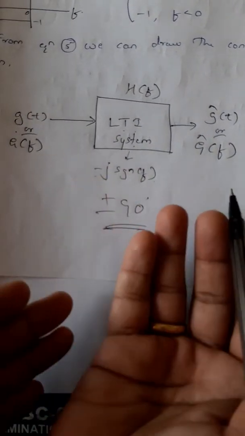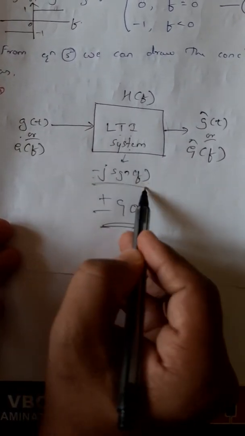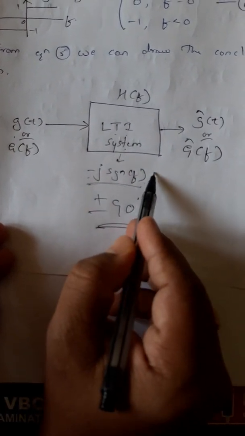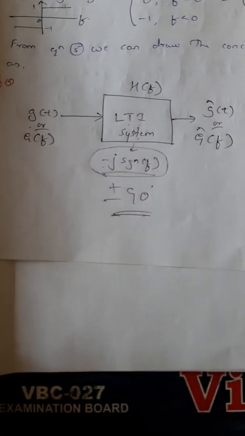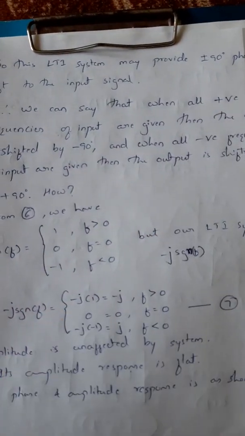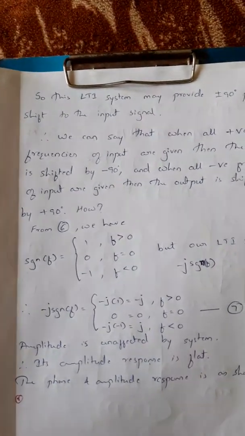Then only the signals are getting changed by changing their phase. There is nothing else except this particular part. So what I'm assuming is that this particular part only is going to change my phase. So that's what I wrote. So this LTI system may provide plus or minus 90 degree phase shift to the input signal.